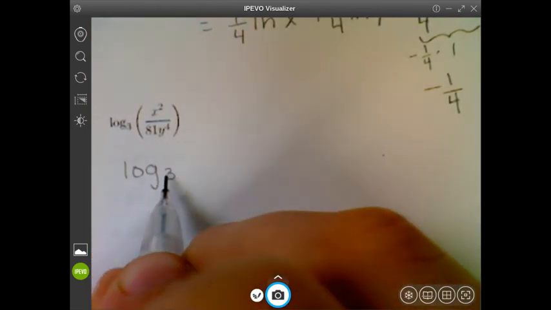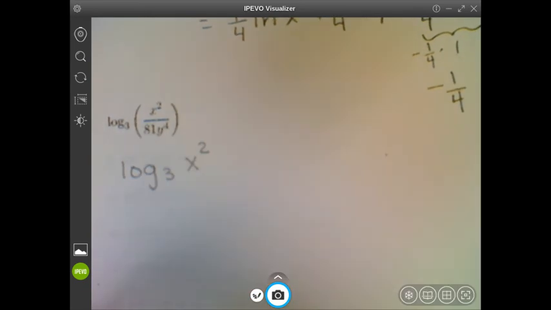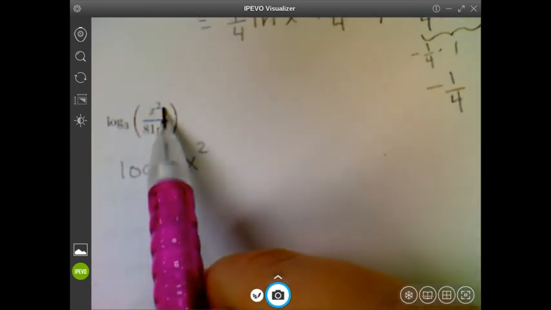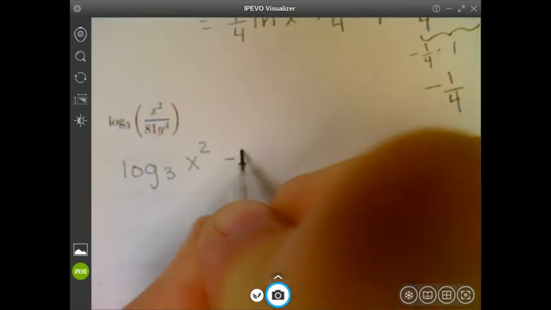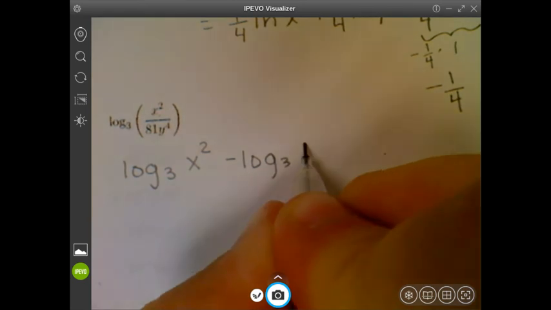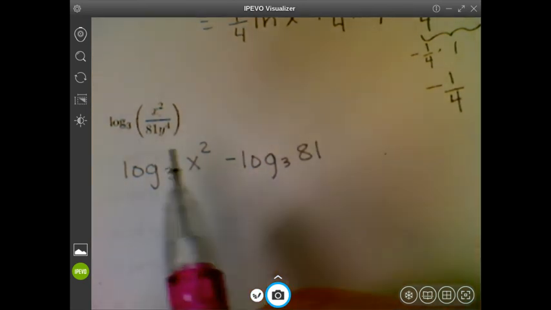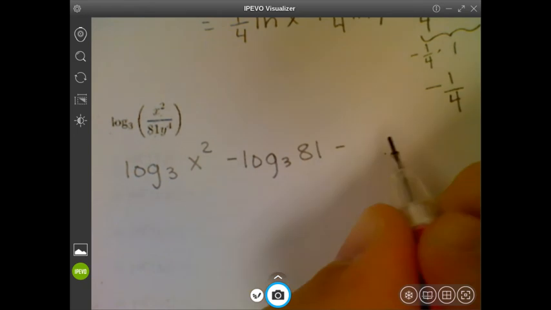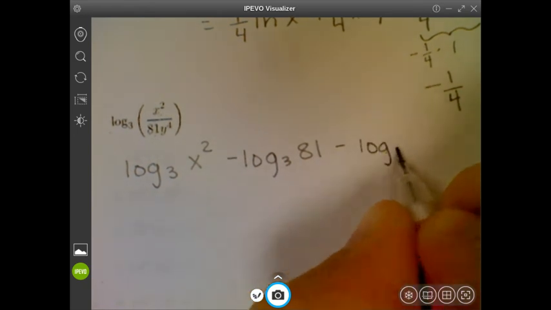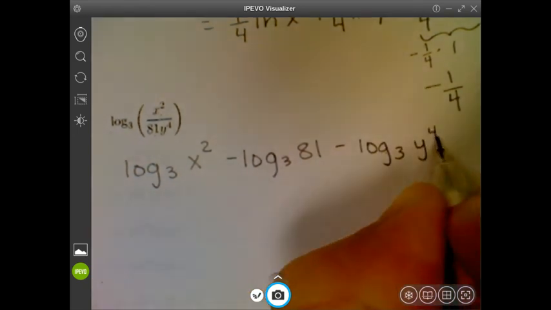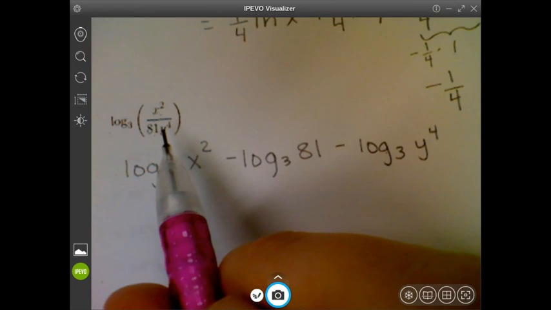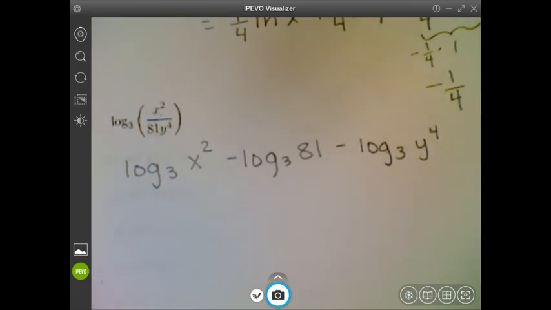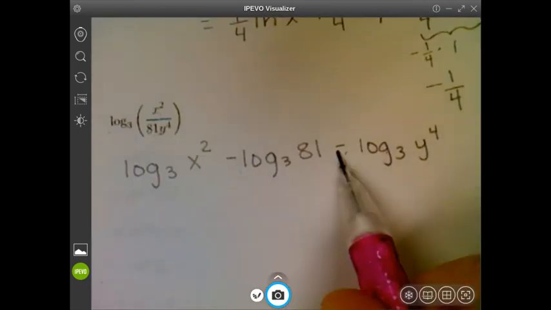So we have log base 3 of x squared. And that's a positive term because the x squared is in the numerator, minus log base 3 of 81. And that's a minus because the 81 is in the denominator. And then we'll have another minus log base 3 of y to the fourth because, once again, the y to the fourth is in the denominator, and those go with the minuses in front. They're subtracted.